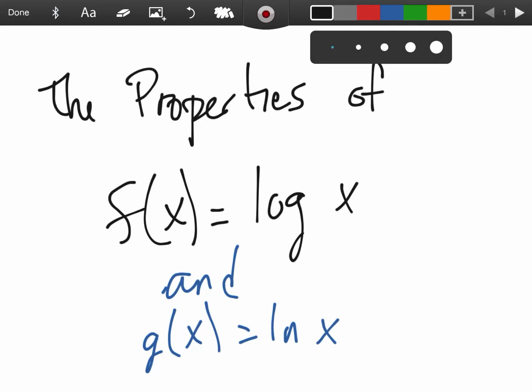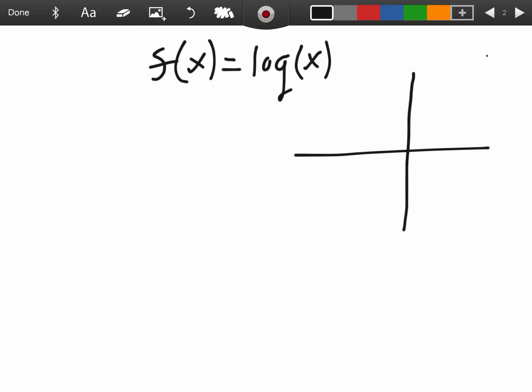All right, welcome guys. In this video, we're going to be taking a look at the properties of two functions, and they really are the same function. They're just one of them is vertically stretched a little bit more than the other. So we're looking at f of x equals the log of x and g of x equals the natural log of x. So we want to learn more about the graphs of logarithms.